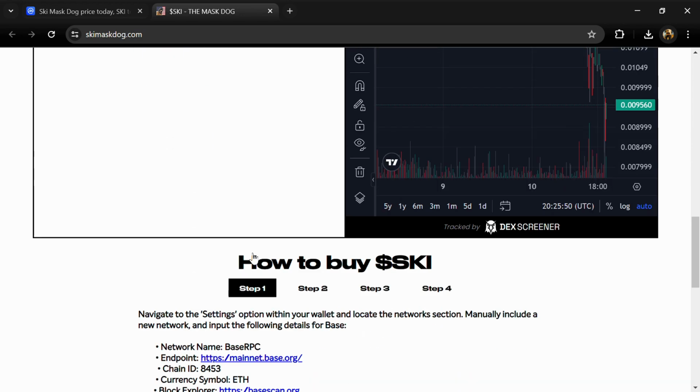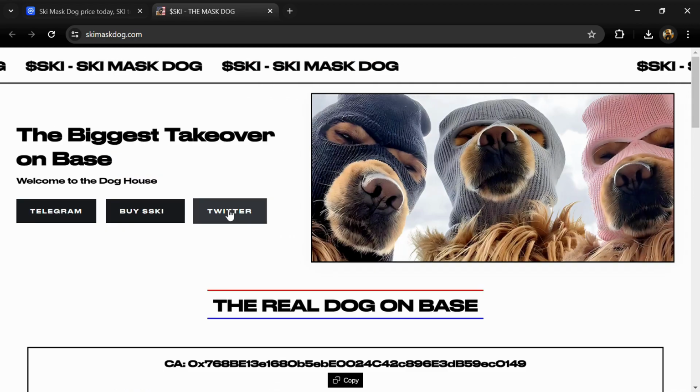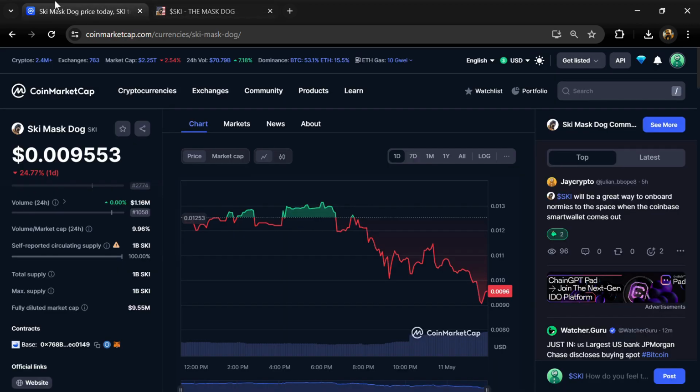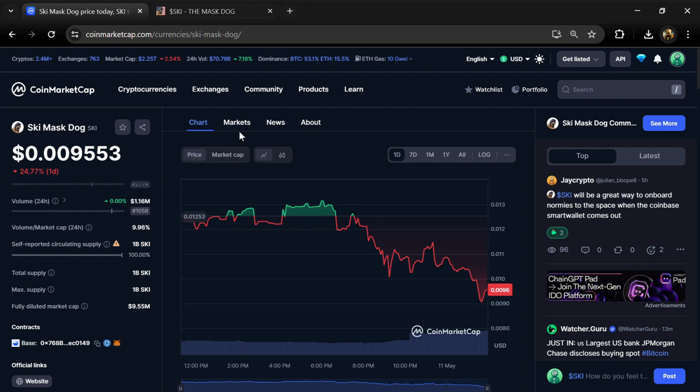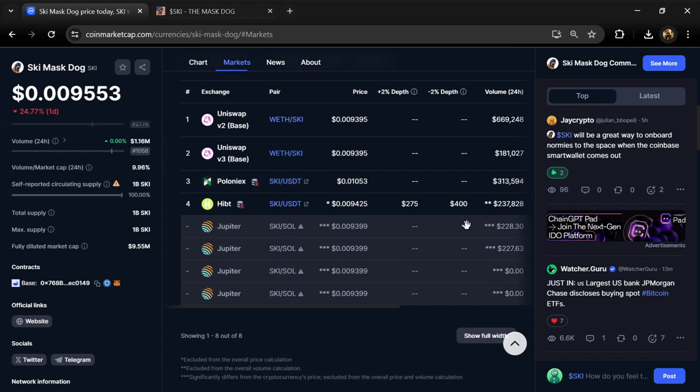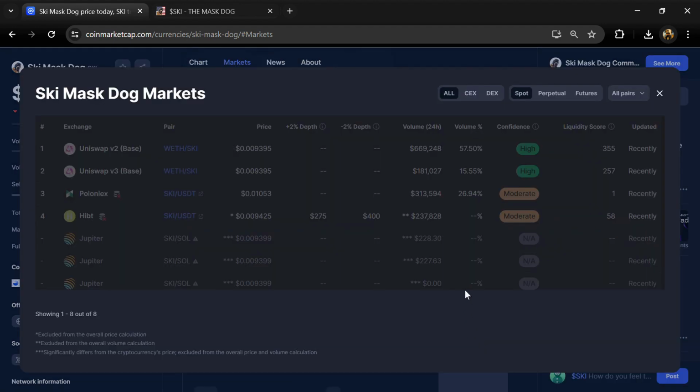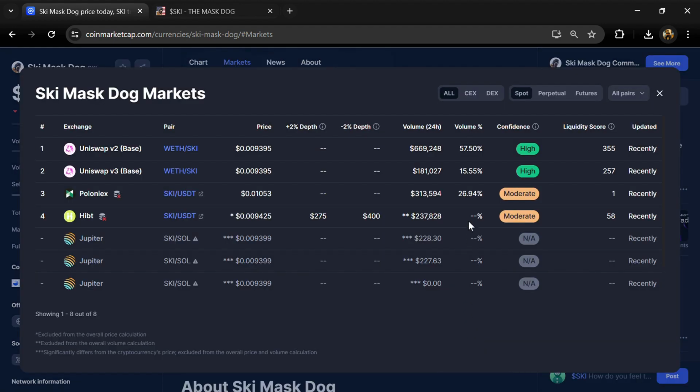SKI Mask Doge token pre-sale allocation is zero. The total supply is 1 billion and the circulating supply is also 1 billion SKI tokens. SKI Mask Doge token is listed on Uniswap V2, Uniswap V3, Poloniex, Hibit and other exchanges.